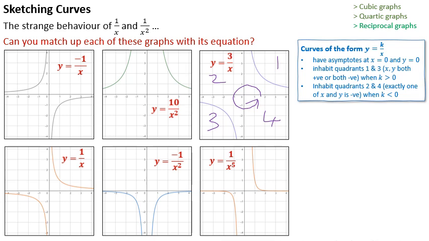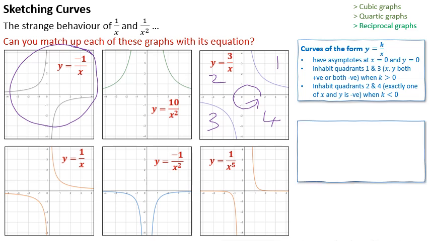The other alternative is that the curve appears in the second and fourth quadrant, just like with this example over here, y equals minus 1 over x. That happens when you have a negative number on the top of your fraction.